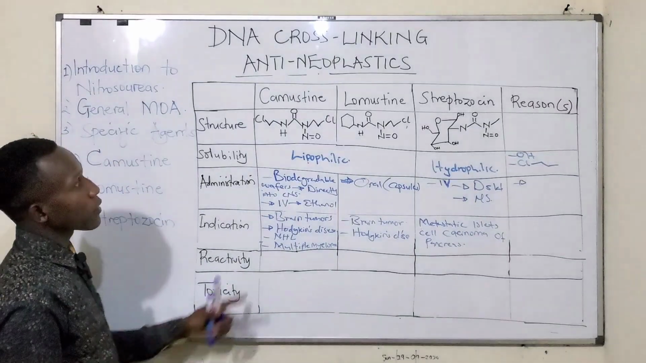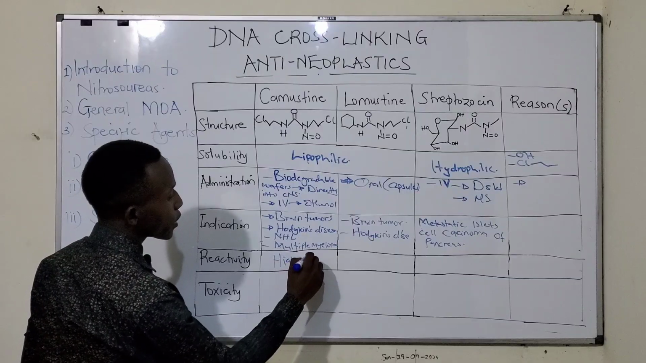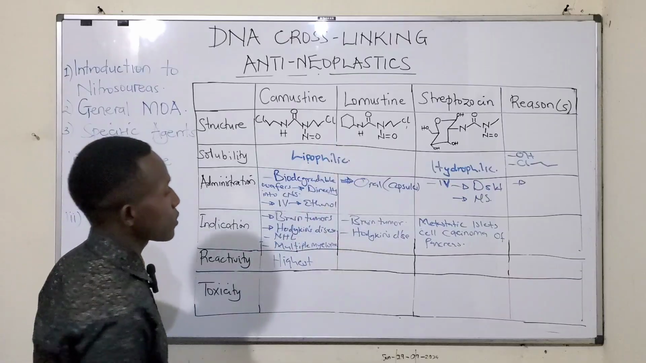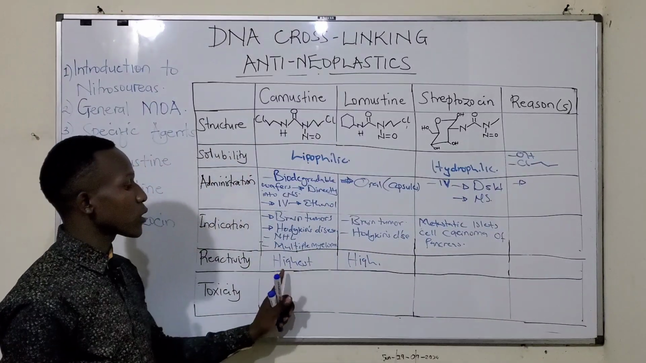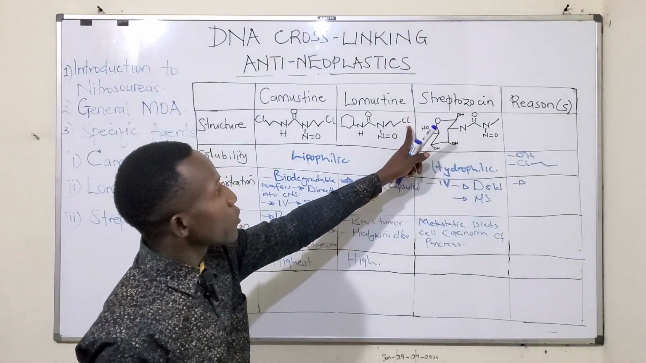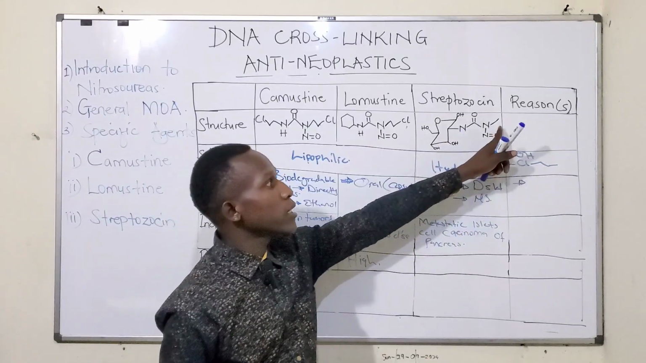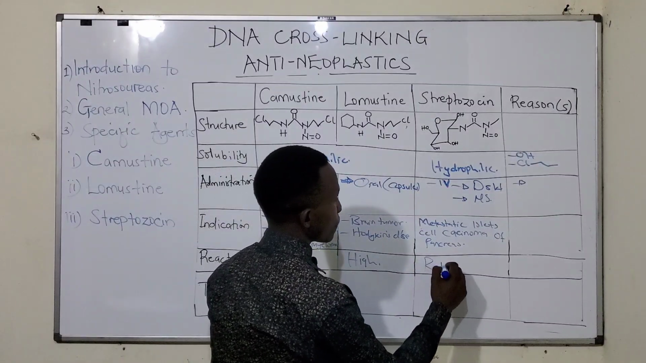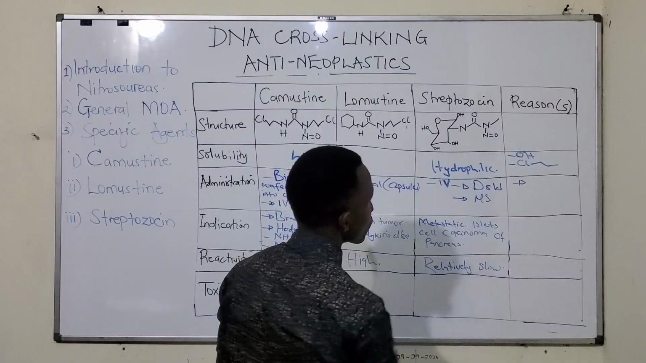Then for reactivity, of course, this one is highly reactive. It has the highest reactivity because of the two chloroethyl groups. Then this one will also be highly reactive, but this one is higher than this one. This one, because it lacks the chloroethyl group, has none of them. Here it has the sugar molecule, and here it has the methyl group. So reactivity is relatively slow.